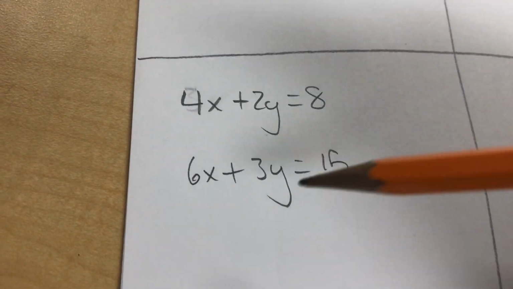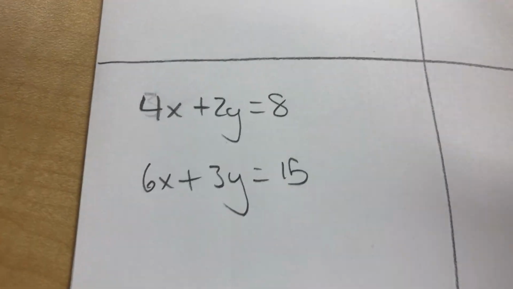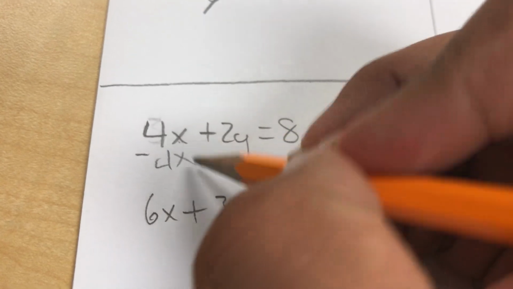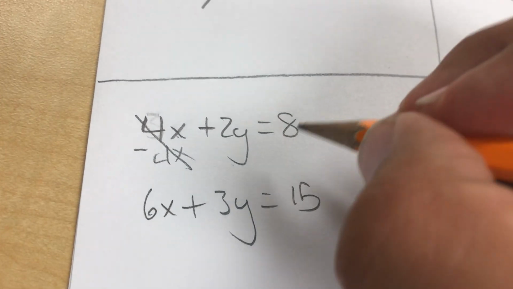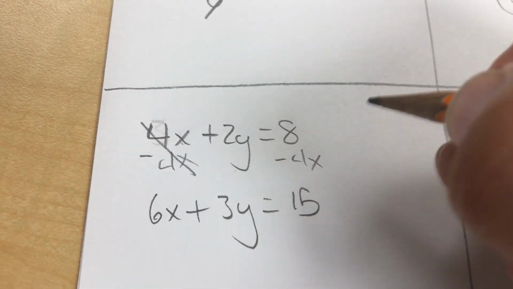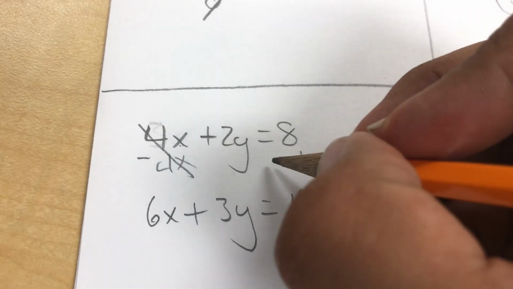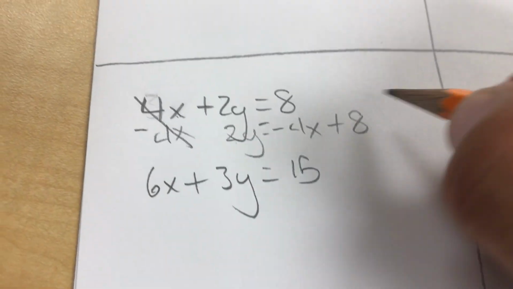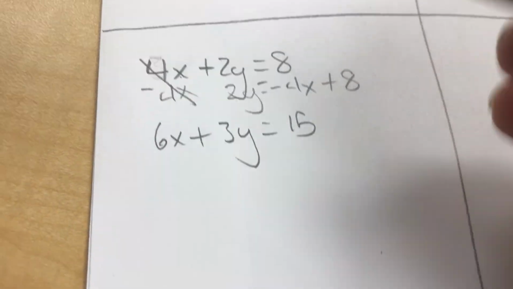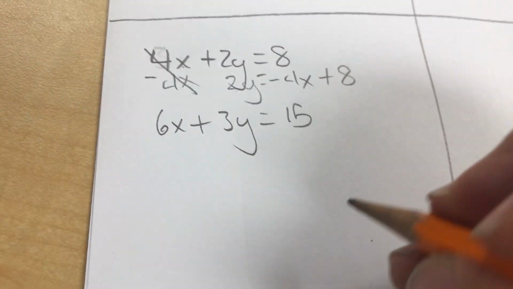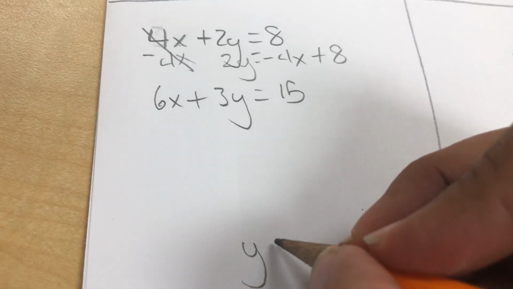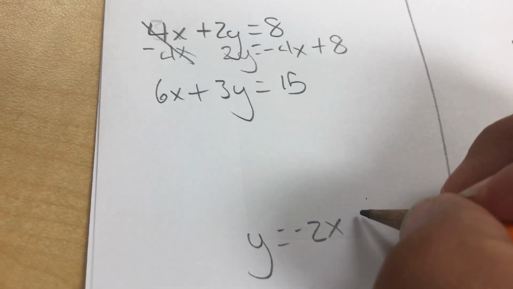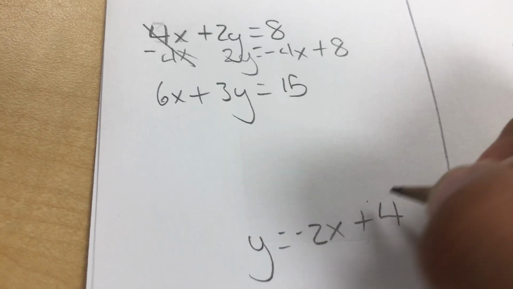All right, let's try this one. Now both of these have 2 movements to fix. So the first movement is to get rid of the 4x, which means subtract by 4x. And then subtract by 4x. So this says 4x plus 8 equals 2y. Then you divide everything by 2, and our final answer for that section right there is going to be y equals negative 2x plus 4.